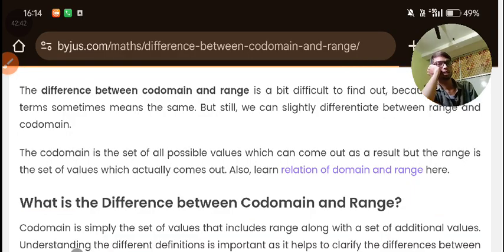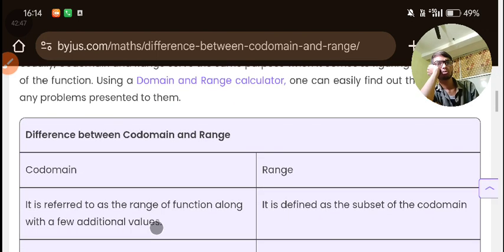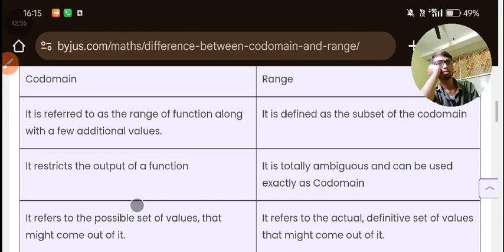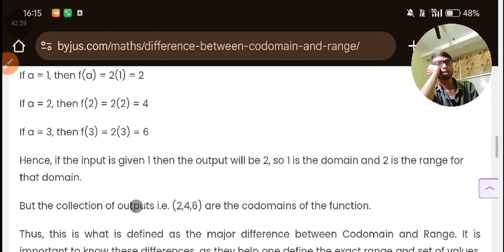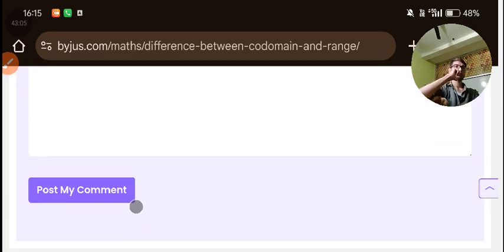Codomain and range. Let's see what the difference between codomain and range is. I think the codomain is referred to as the range of a function along with a few additional values. I will have to take a class on this chapter so that I can be crystal clear. This was just an overview of this lecture so that I can understand it during the lecture.